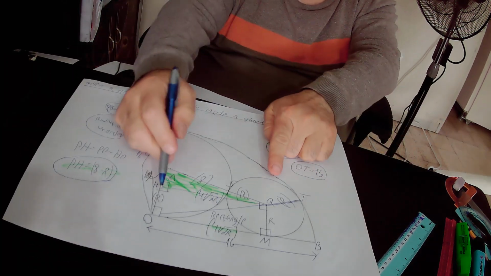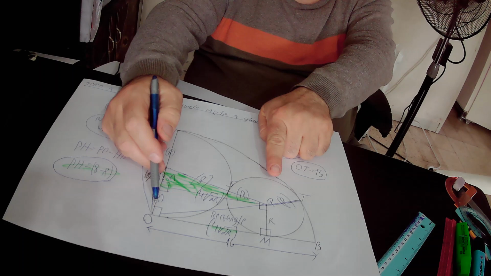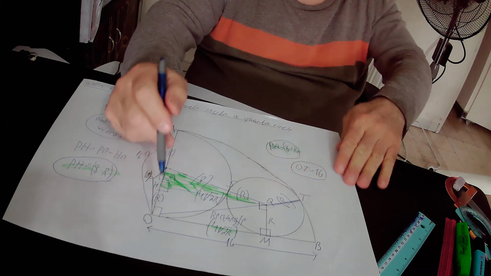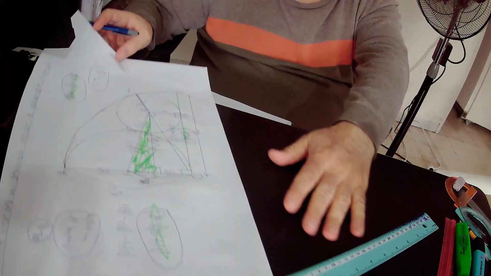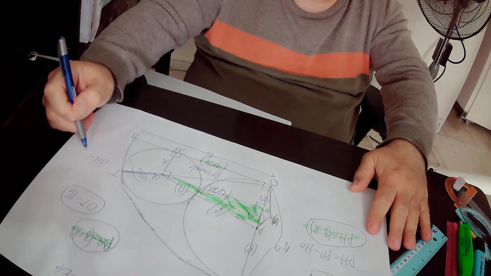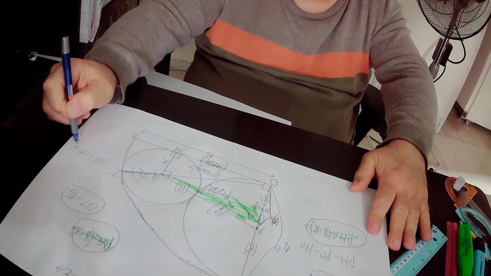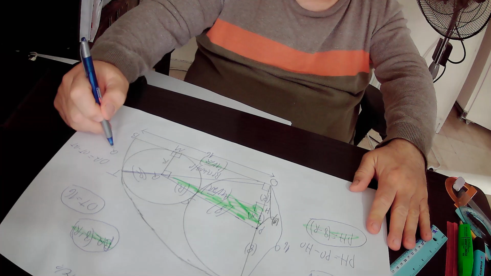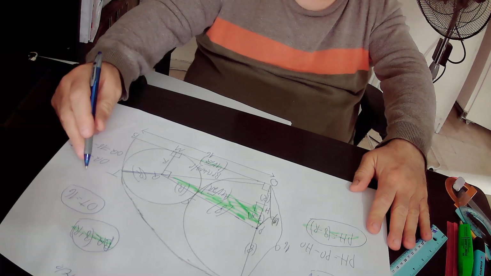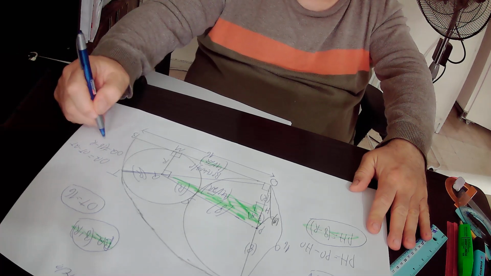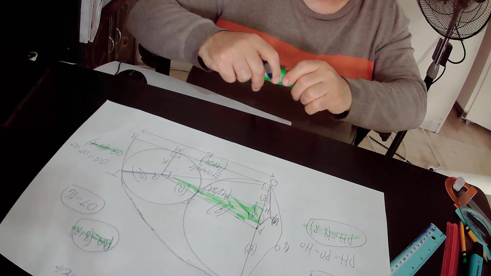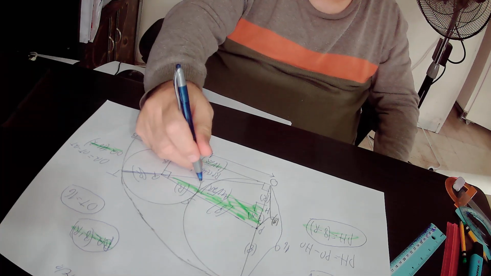What is the length of line segment OQ? It is very easy to see that OQ equals OT minus TQ. So I write it down. OQ equals OT minus QT. So OQ equals OT, OT is 16, minus QT. QT is R. So in total, OQ equals 16 minus R. So I write it down here. OQ equals 16 minus R.